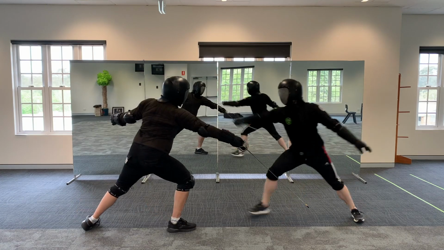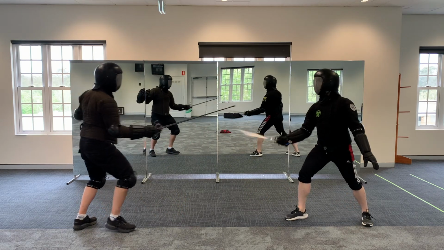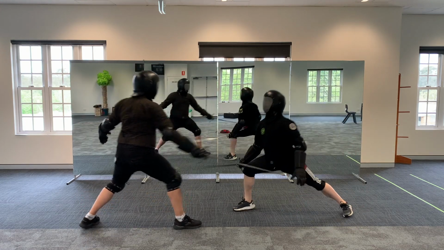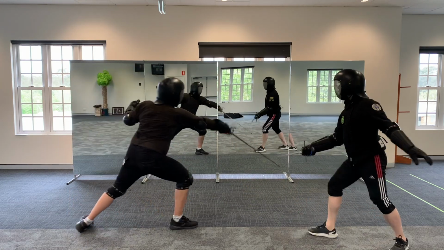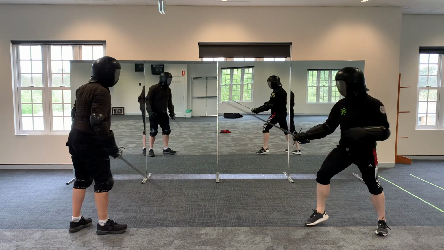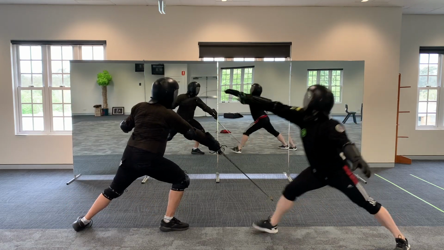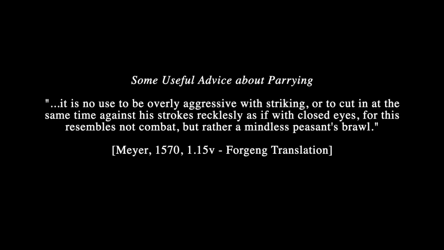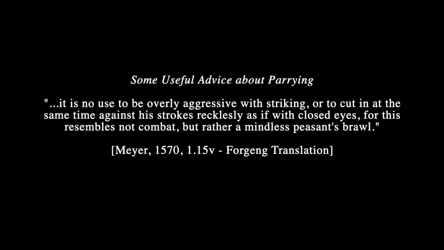Now you might question why I'm bringing this up. After all, parry riposte is hardly a revolutionary concept and not really a principle that we need to highlight in a video like this one. However, it does bring our focus to a foundational principle of Meyer's system, the priority of a secure defense over simple attack. Meyer expresses this in his second rule of sidesword fencing. You should not cut to the body until you have made yourself secure with parrying. This defense-centric approach helps to avoid doubles. After all, simply countercutting at the opponent with reckless abandon resembles not combat, but rather a mindless peasant's brawl.